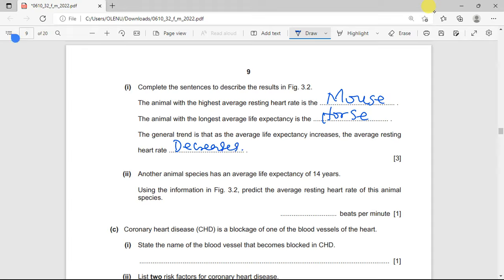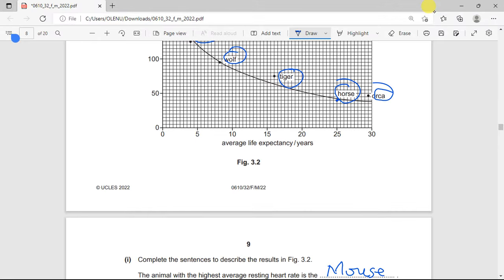Now let's say another animal species has an average life expectancy of 14 years. Using the information on figure 3.2, predict the average resting heart rate of this animal species in beats per minute. So this is 15, so where would 14 be? You have 10 smaller boxes, so this will be 11, this will be 12, this will be 13, this here is 14. So if this is 14, you trace it up to this point.